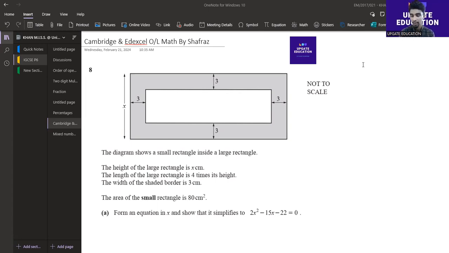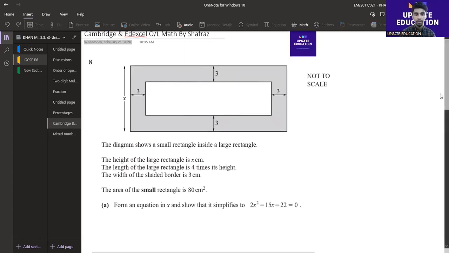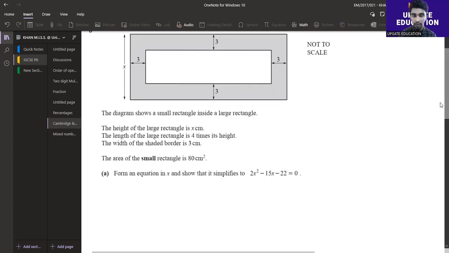When you see the equation, it looks like a quadratic equation. So you want to derive the quadratic equation 2x squared minus 15x minus 22 is equal to 0. You might wonder how we can get this equation, and they have given us a clue. They said the width of the biggest rectangle is x. You can see it in the picture. And they have mentioned in words that the length of the large rectangle is 4 times its height.